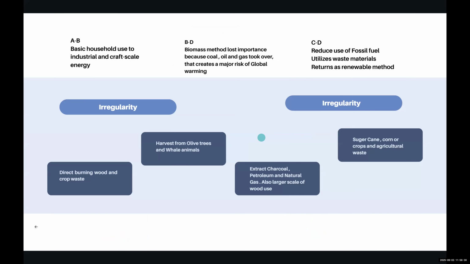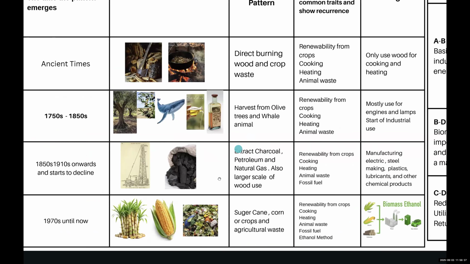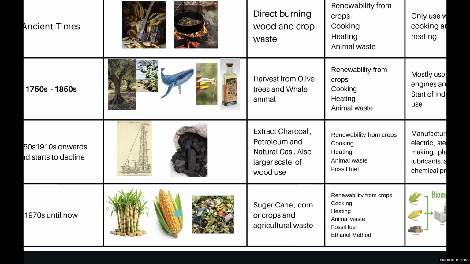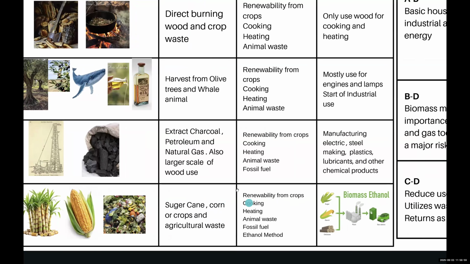By the 1970s, people started to develop a really good way to reinvent without using fossil fuel. So they started to develop a kind of method. It's pretty cool that they use sugar cane, corn, or sometimes crops, and the last one was agricultural waste. It's really smart that they use our own waste and develop it into a new ethanol method.